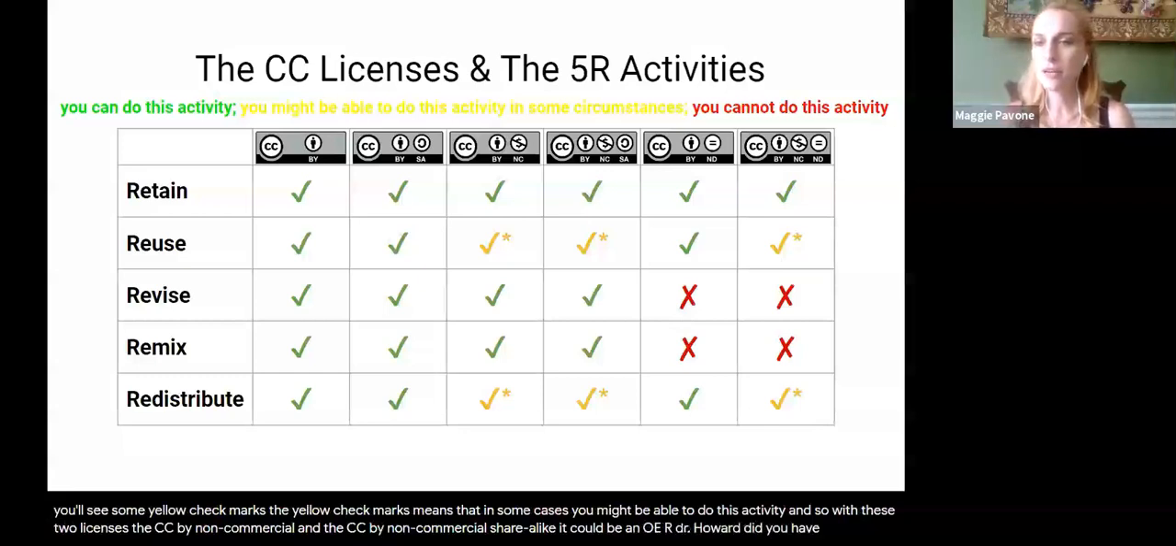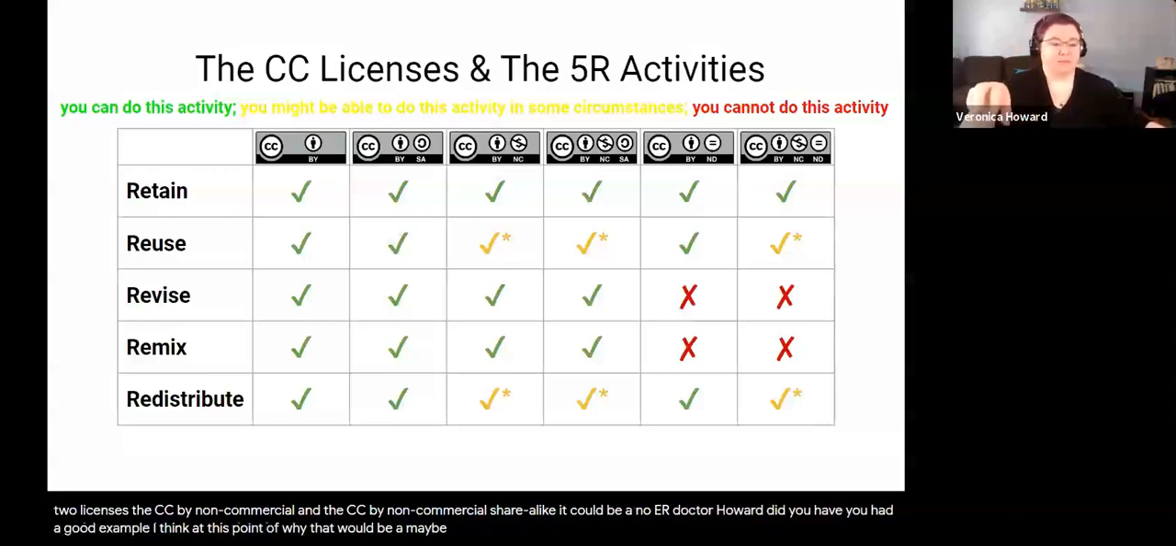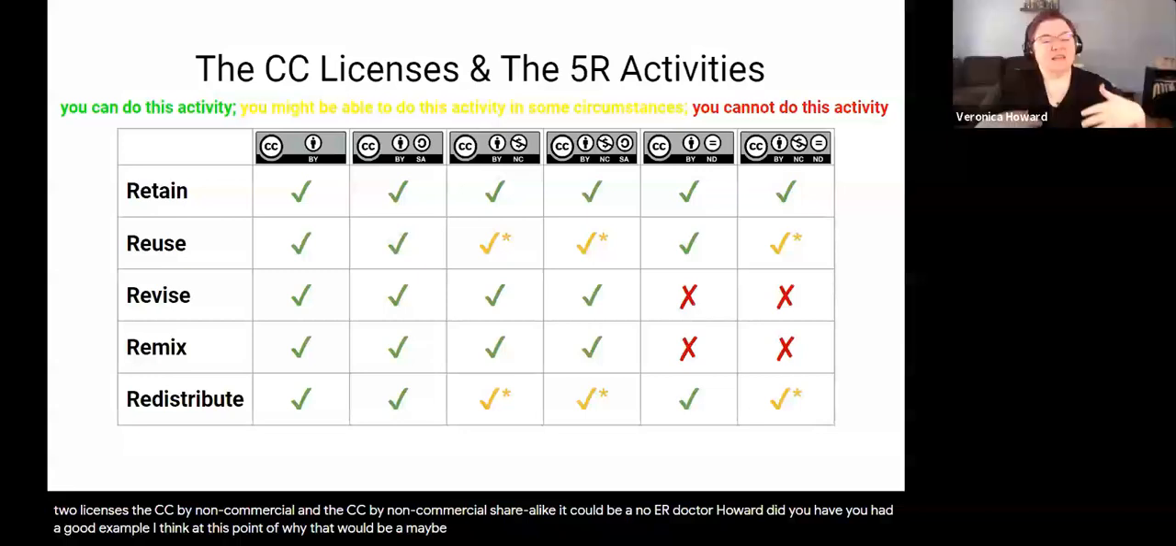Dr. Howard, you had a good example, I think, at this point of why that would be a maybe. Well, I'm going to defer this to Dr. Stain, because I know he has very powerful opinions about what is an OER, what is not an OER, and why you want to share under certain licenses, and we don't always agree with one another. So it's not that I'm creating a trap. I'm just going to defer to Dr. Stain to talk about why he defers to particular licenses, but I'm also going to give a rationale for why I sometimes choose not to use that license.